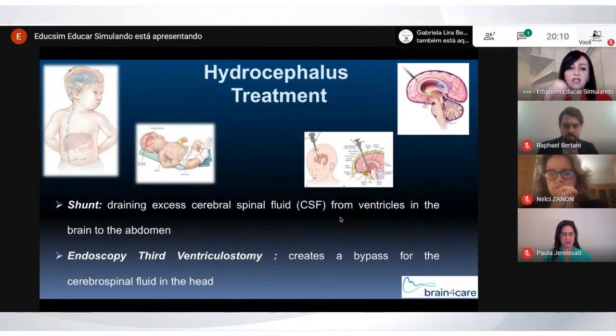The shunt, where we can see the drain of excess cerebrospinal fluid from the ventricles in the brain to the abdomen of the patient. And another technique is the endoscopic third ventriculostomy, a surgical technique with which it's possible to create a bypass for the cerebrospinal fluid in the head. These kinds of treatment are important to reduce the intracranial pressure caused by hydrocephalus.